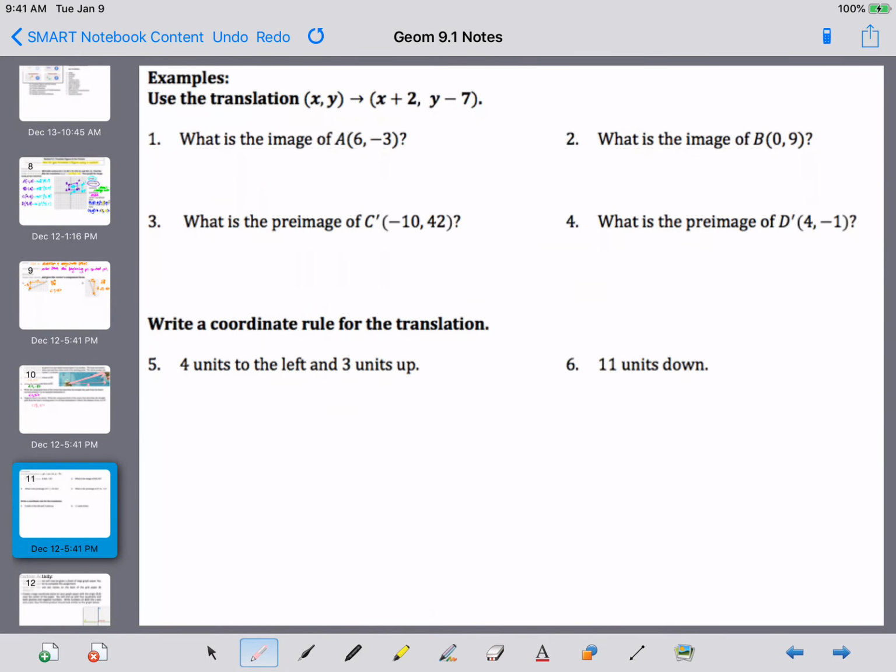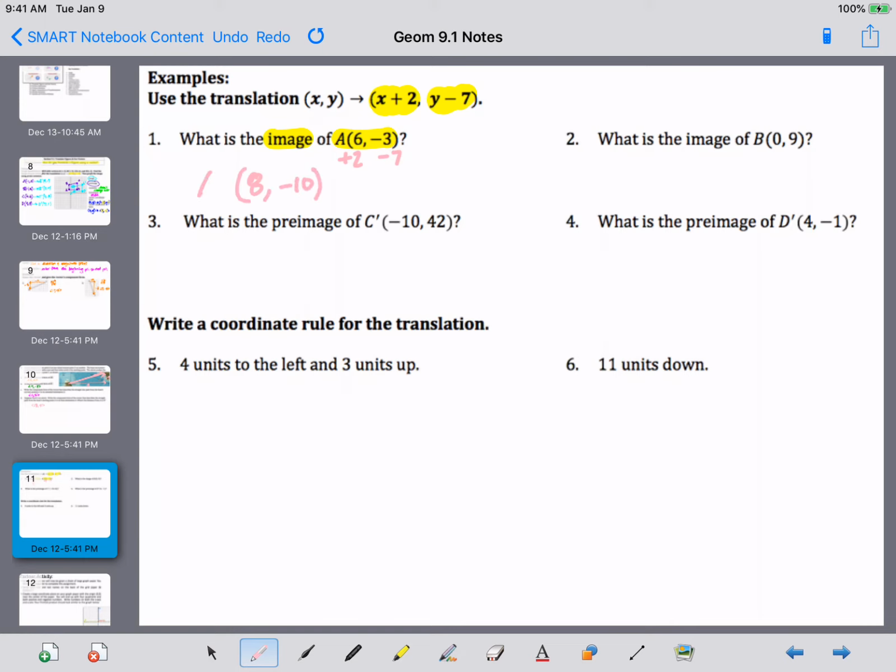Okay, so let's flip to the next page here. We're not going to look at graphing in these last couple of examples. We're just going to see if we know we got this rule, where we add 2 to the x and subtract 7 from the y, where would our points end up? So remember, the image is if you apply that rule to the point. So if we add 2 here and subtract 7 from here, 6 plus 2 would give us 8, and negative 3 minus 7 would give us negative 10.